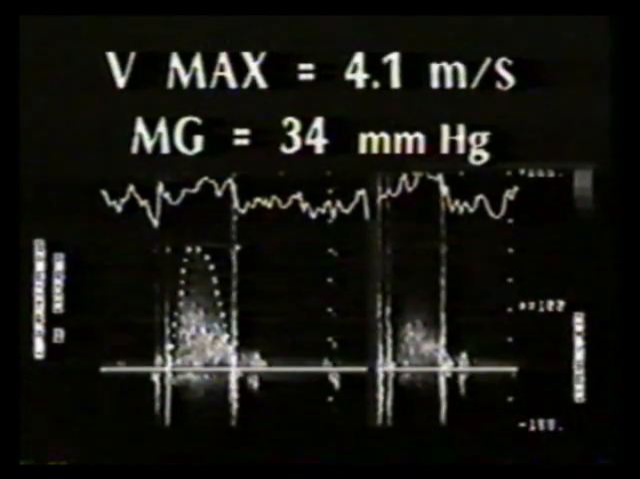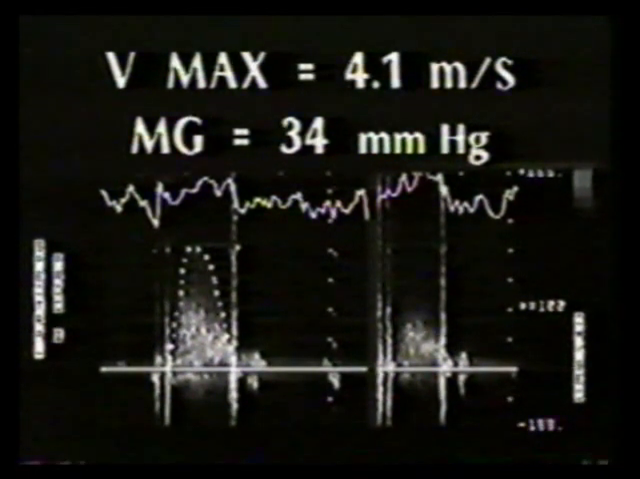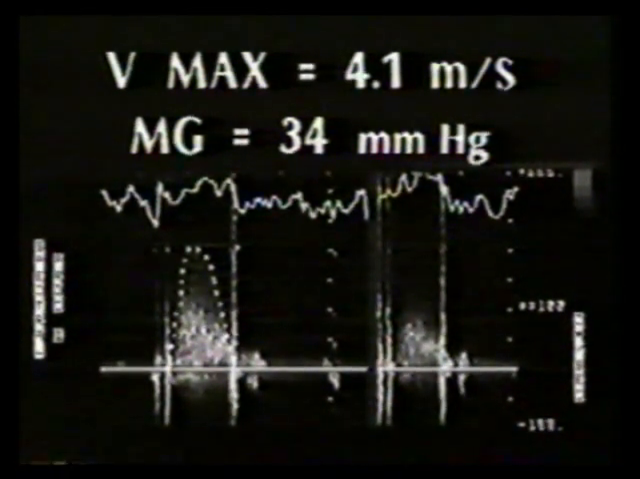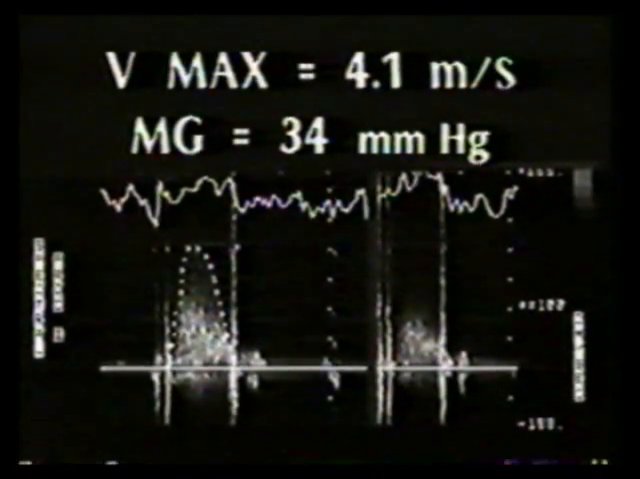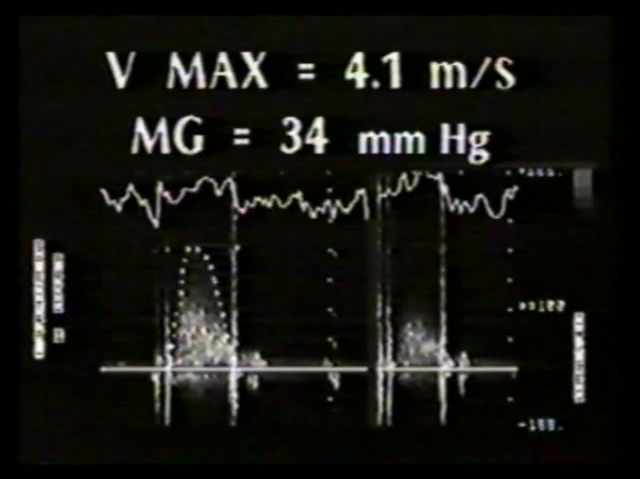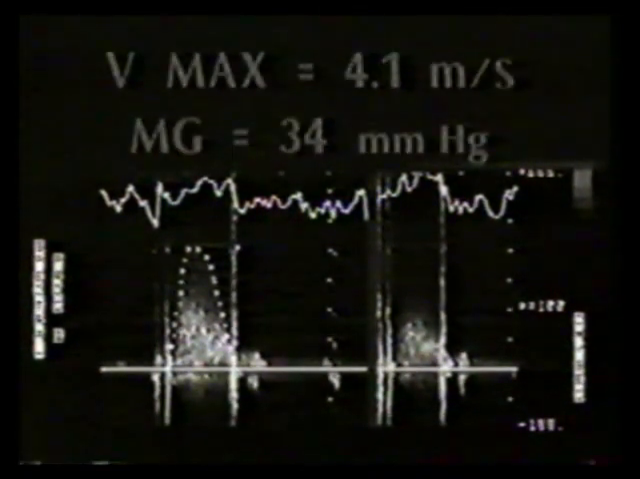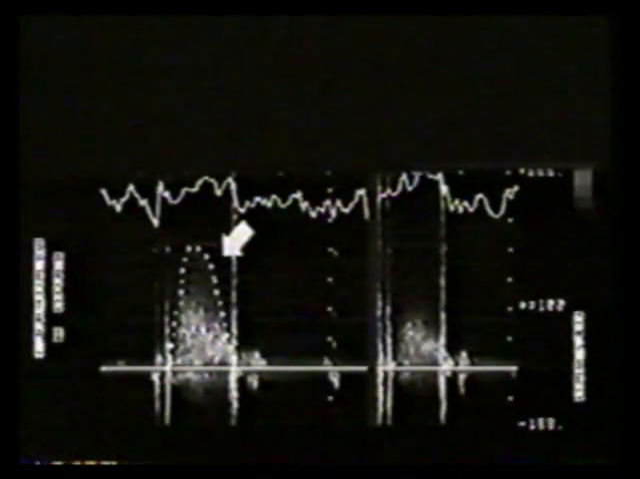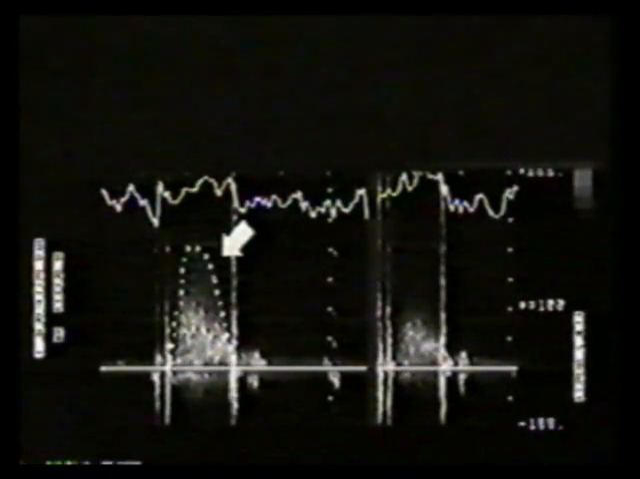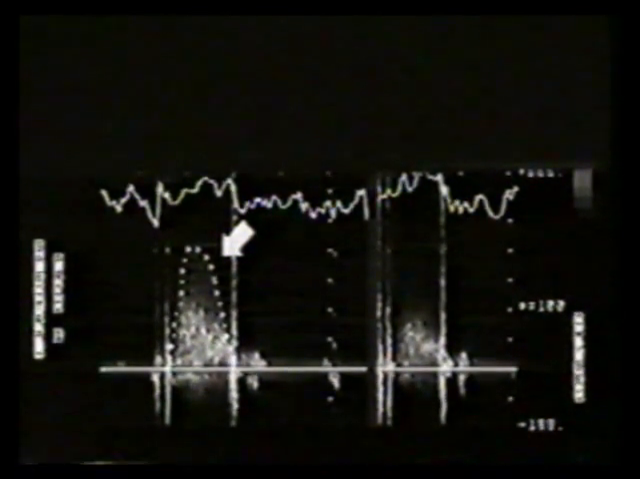These values are high for a Bjork-Shiley prosthesis, which could relate to either pathologic stenosis or to the prosthesis being undersized for this particular patient. As a rule, once the transducer position for the maximum velocity has been identified, it should be noted in the report. This will facilitate future studies on the same patient.